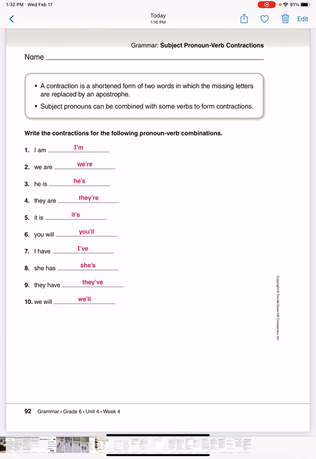On the next page, these are contractions. These are when you put two words together. Essentially what you're doing is you're replacing letters with an apostrophe. This hopefully is a review for you. So if you want to take a minute, I'm not going to read these to you. If you want to take a second and pause your video and double check your answers on 92.